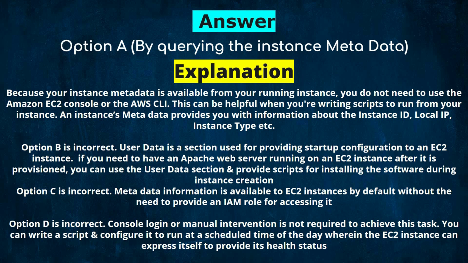Option B is incorrect. User data is a section used for providing startup configuration to an EC2 instance. If you need to have an Apache web server running on an EC2 instance after it is provisioned, you can use the user data section and provide scripts for installing the software during instance creation.